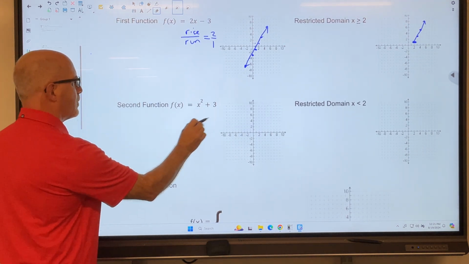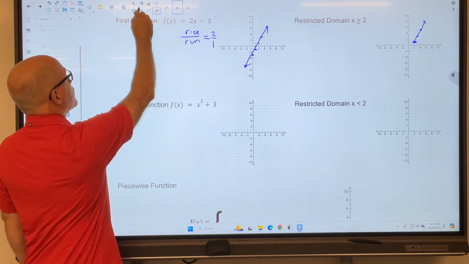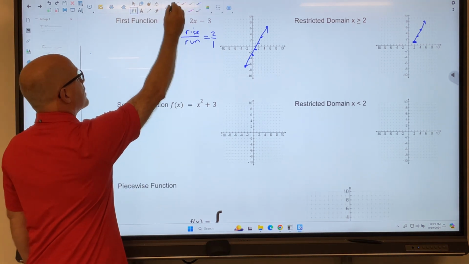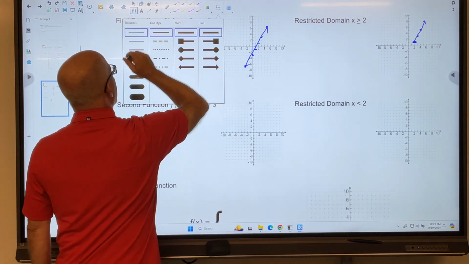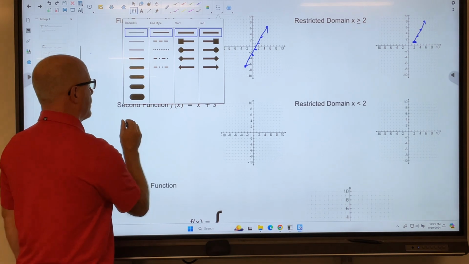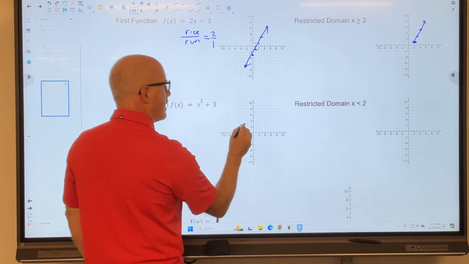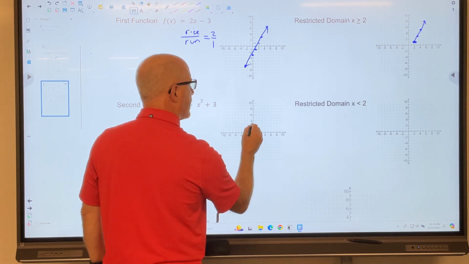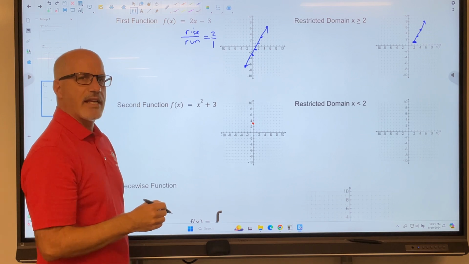Okay, let's do this one now. Let's do x squared plus 3. Just a reminder of what that looks like. Let's see if I can get it to work with red this time. Okay, so with this, I'm going to go with x squared plus 3. I'm going to start up here at 3, my graph. And if you want to, you can put it in a graphing calculator.